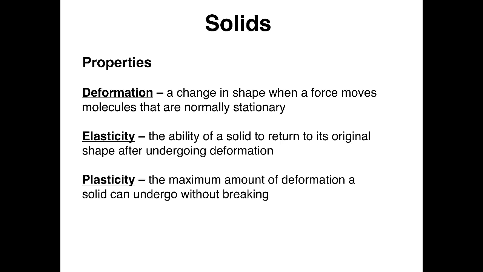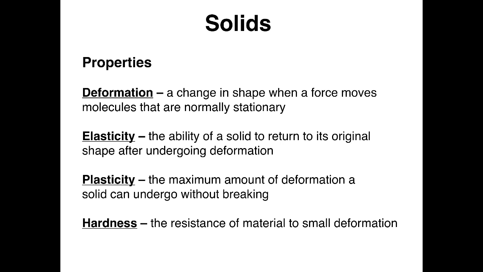Plasticity, on the other hand, is the maximum amount of deformation that a solid can undergo without breaking, without actually pulling apart. So, for example, if you take say a plastic spoon and you bend it, you're causing deformity, and it has some degree of elasticity, so it will return to normal if you let go. But if you bend it to a certain point, it will then break. And how far you can bend it before it breaks is what is known as plasticity.